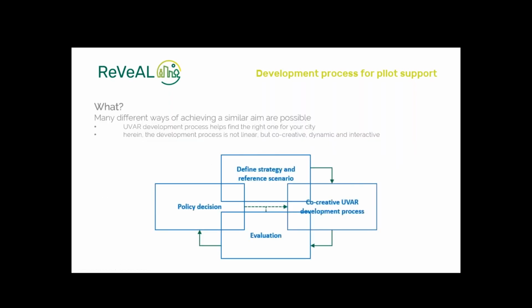Now, how did we do this? There are different ways of achieving a similar aim, and that's why we defined a specific development process to show these different ways and try to envision what would happen if different ways were used. So the UVAR development process helps find the right one for your city. It helps cities in choosing a certain scenario. It's very important to note that this development process is not linear, but we see it as a co-creative, dynamic, and interactive way where there are feedback loops between the different steps in the development process.